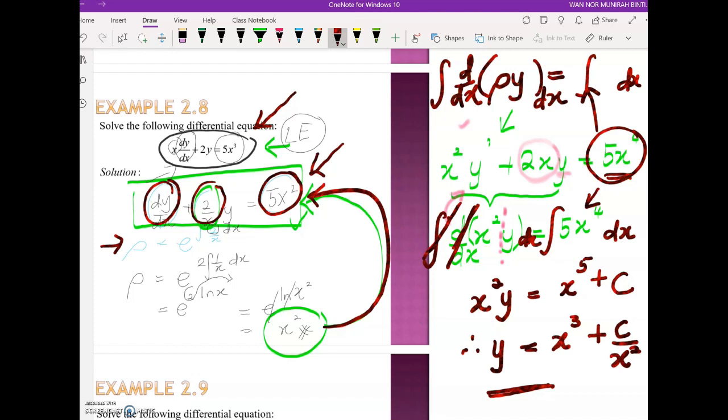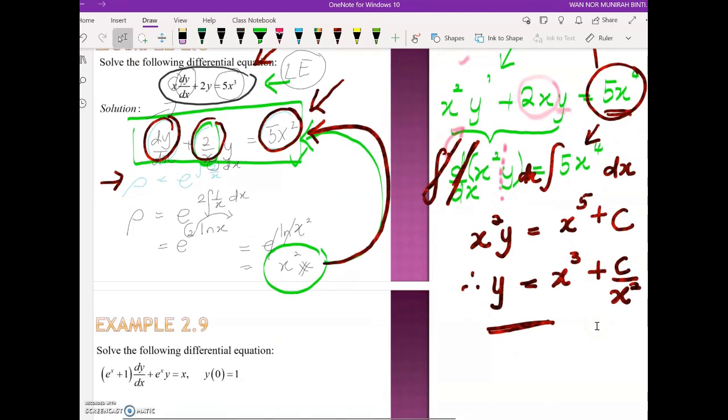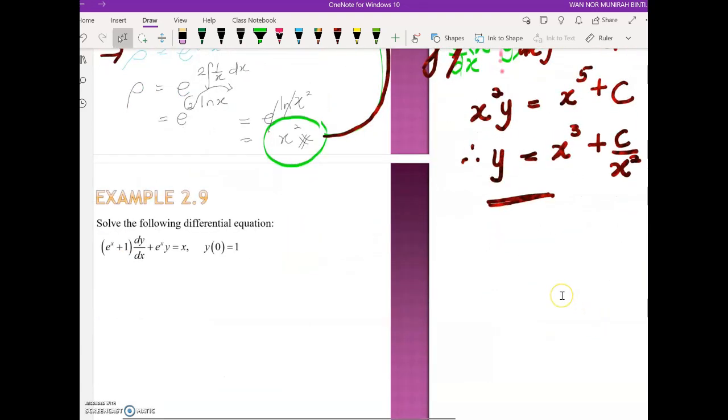We are very lucky for this example because the right hand side of the equation involves only direct integration. For your information, probably you will deal with more difficult integration, which requires the technique of substitution, or it can be partial fractions and other related techniques of integration. So let's talk about the second example, 2.9, during our class. So that is the end of linear equation.